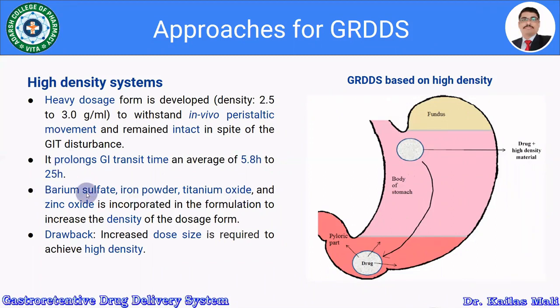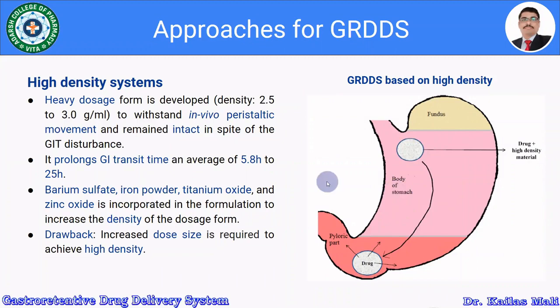Generally, barium sulfate, iron powder, titanium oxide, and zinc oxide are incorporated in the formulation to increase the density of the dosage form. So whatever formulation is there, it is prepared by using high density material like barium sulfate, iron powder, titanium oxide, and zinc oxide. The main drawback of the high density system is that an increased dose size is required to achieve the high density. That is the main problem associated with the high density gastroretentive systems. So this is about the high density system.